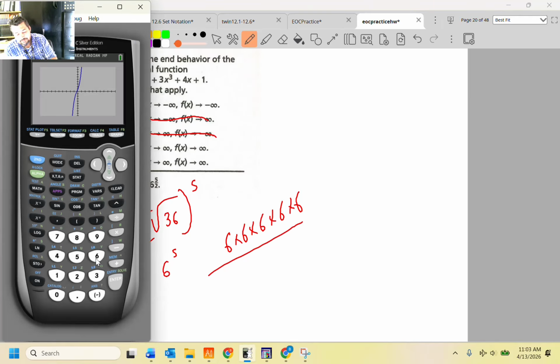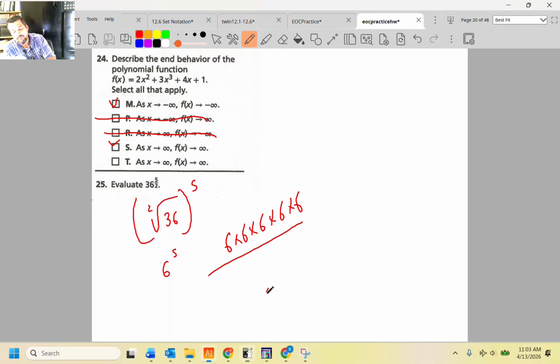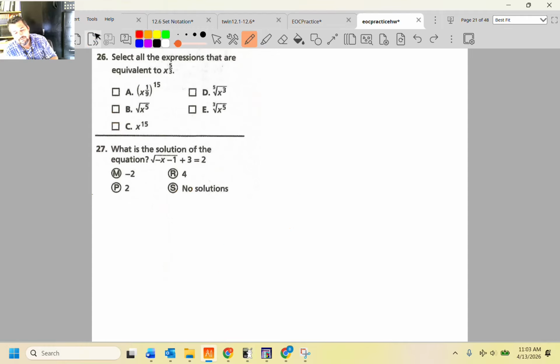But anywho, I'll prove to you that's right. 6 to the 5th power should be the same as 36 to the 5/2. But you are expected to be able to evaluate things by hand. But that's a little too big to do by hand.